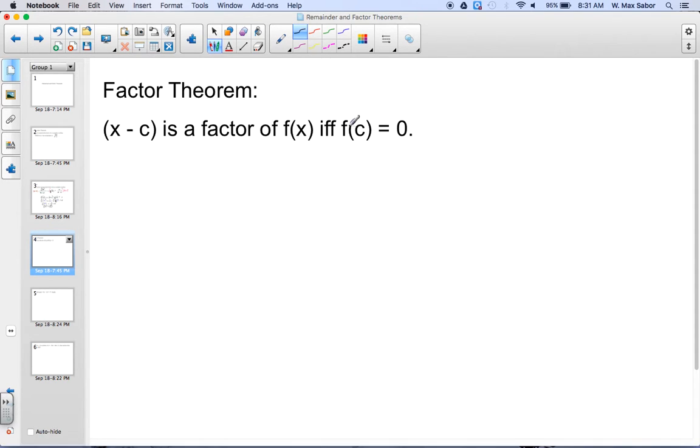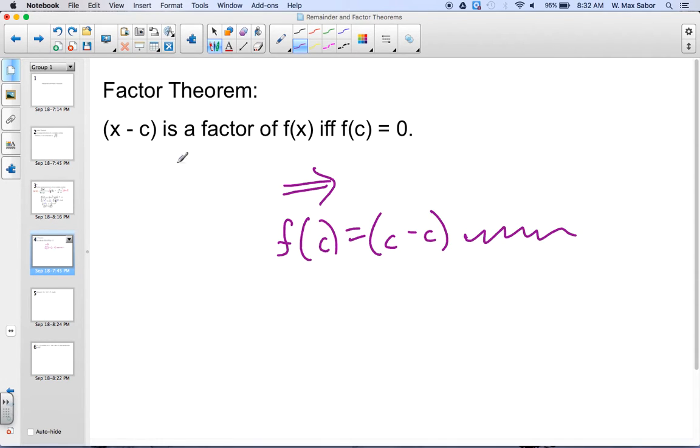The factor theorem says that x minus c is a factor of f of x if and only if, that's what the extra f means, if and only if f of c equals 0. I'm not going to go through the whole proof of this, but the basic idea to show this direction, if this is a factor of f of x, then we're just saying, okay, f of c equals c minus c times something else, because x minus c was here, and then we substituted in c there, so we get 0. So that's one direction of the proof.